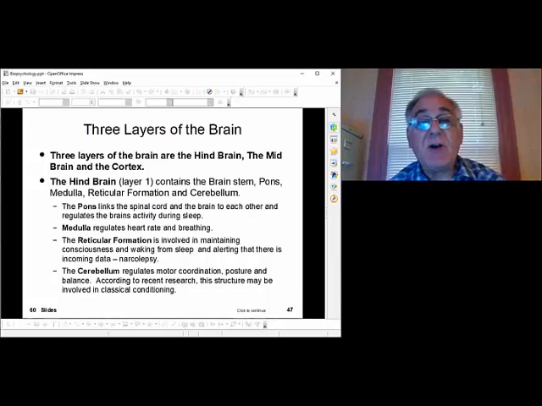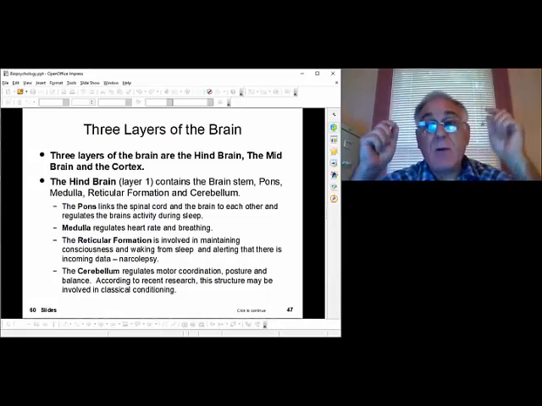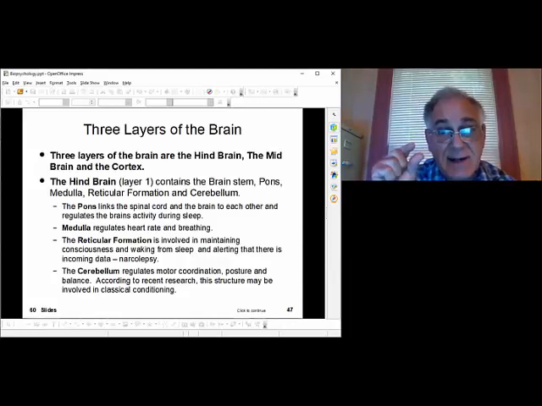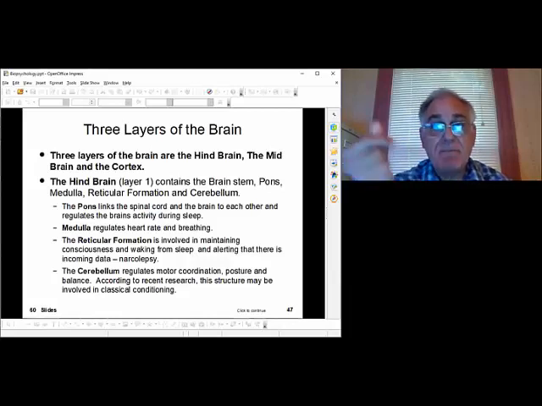The reticular formation is involved in maintaining consciousness. And when you go to sleep, it helps to wake you up from sleep and alert you that there's incoming data. It actually tells the brain that there's information coming from the body into the brain. It tells the brain, hey, wake up, there's something about to come into you. The reticular formation should never shut down. It gets less intense for you to go to sleep, and then it pops back up again, but it doesn't shut down. If it shuts down, you have narcolepsy. You fall asleep at the snap of a finger and at inappropriate times.